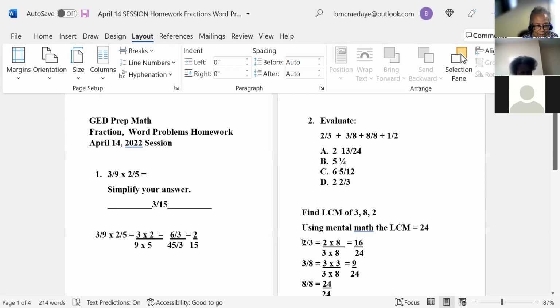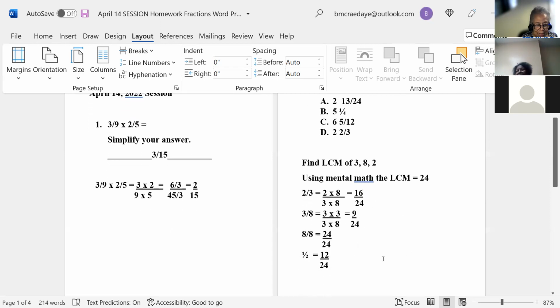Oh, I see now. 2 times 8, and 3 times 8. Like this one is 3 times. This one, we had to multiply by 3 here because that was an 8. So 3 times 8 is 24, and 3 times 3 is 9. And then we've got the 8 over 8. That's just 24 over 24, both equaling 1. And then the 1/2, we had to multiply what? 2 times 12, and then 1 times 12. You got it? That cleared it up, Maureen?